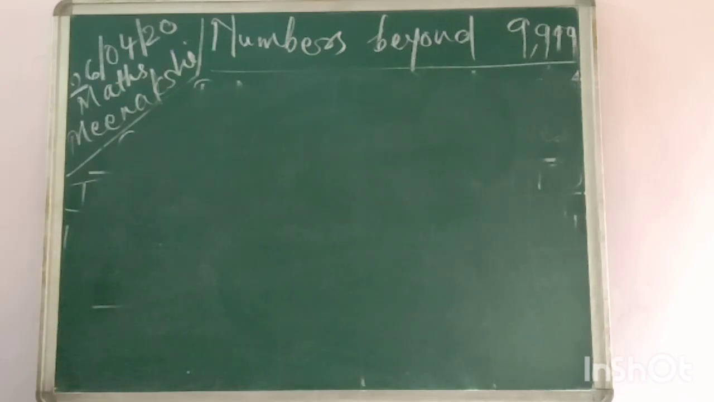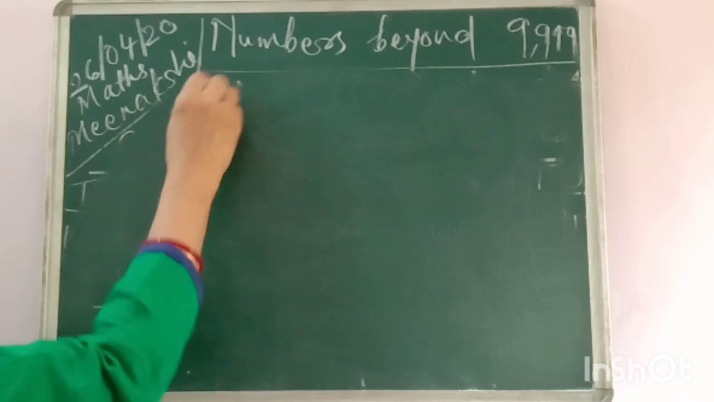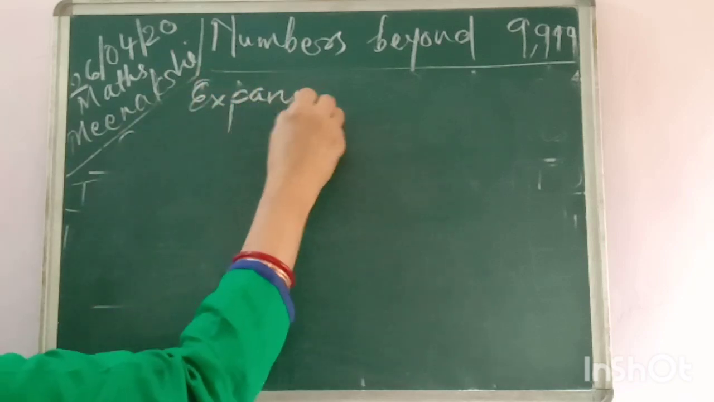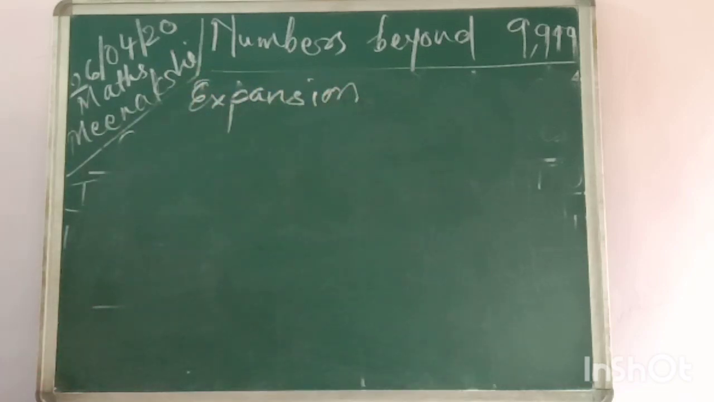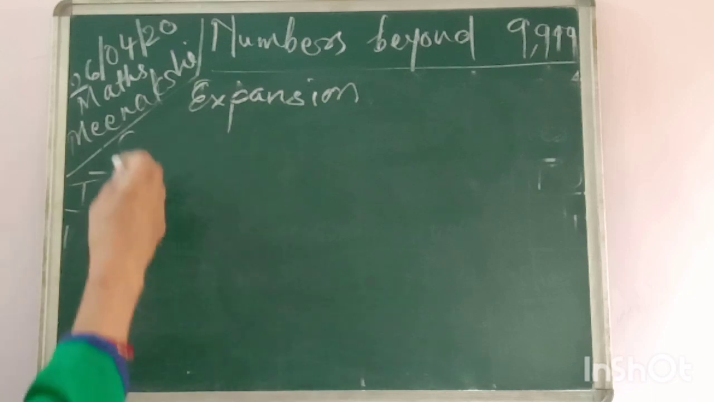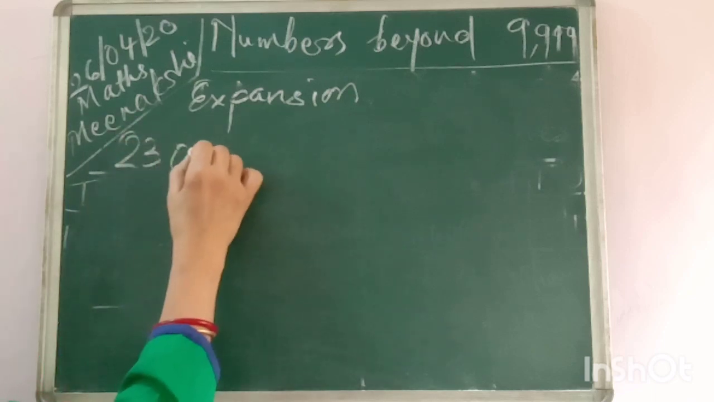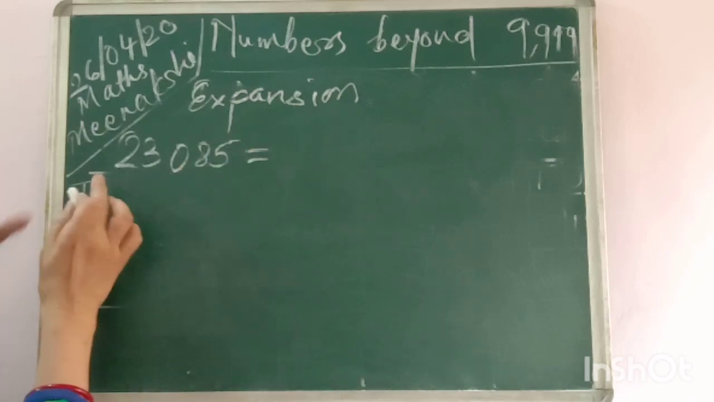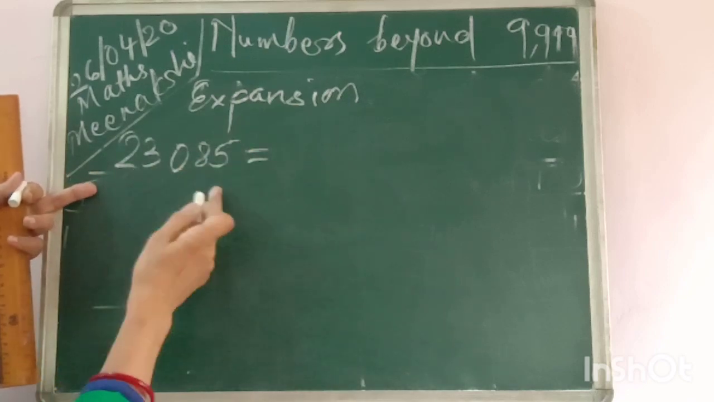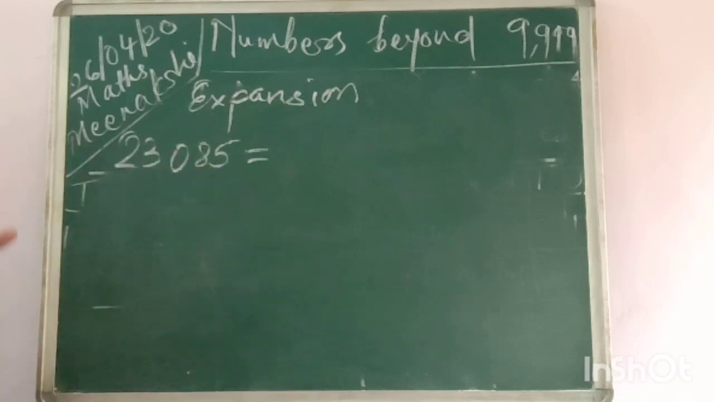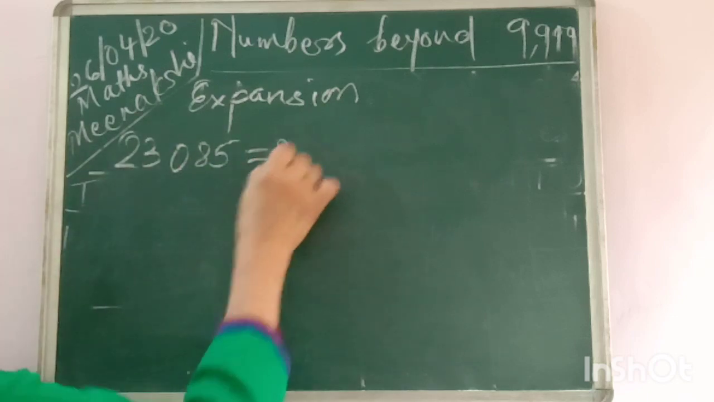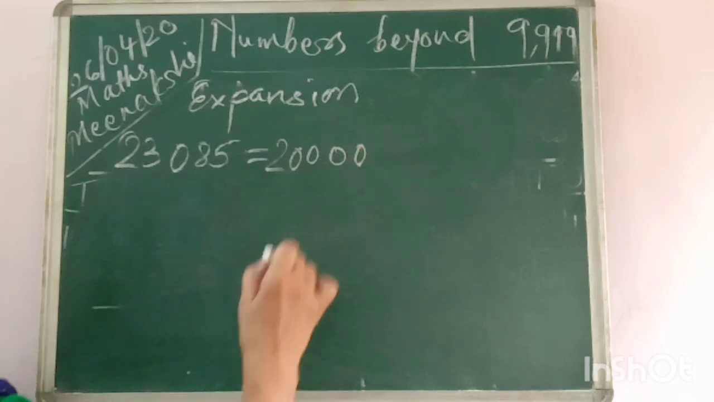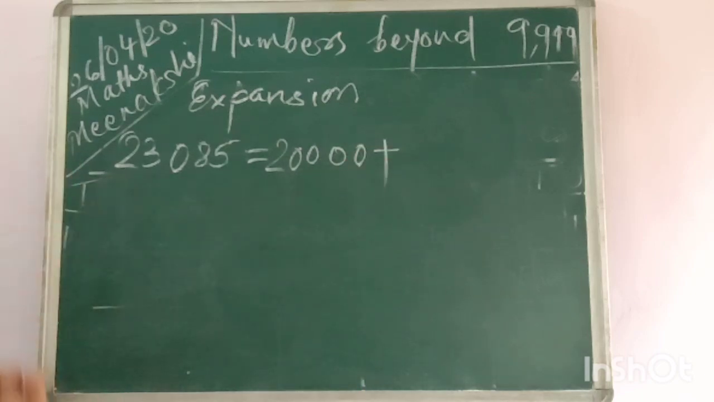Now see, after that we have seen the expansion of numbers. What is the expansion of numbers? Expansion of numbers means writing the given number in the form of the sum of the place values of each digit. For example, your number is 23085. Then how will you expand it? See, after 2, how many digits are there? 1, 2, 3, 4. So that many zeros you will put. So after 2, four zeros. This is the place value of this 2.